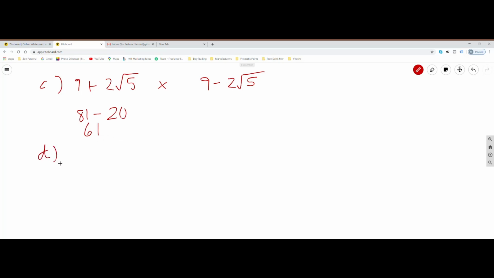D. You have 3 square root 5 minus 2 square root 10. So you're going to multiply by the conjugate. 3 square root 5 plus 2 square root 10. So 3 times 3 times 5 is 45. Minus 2 times 2 times 10 is 40. You're left with 5.